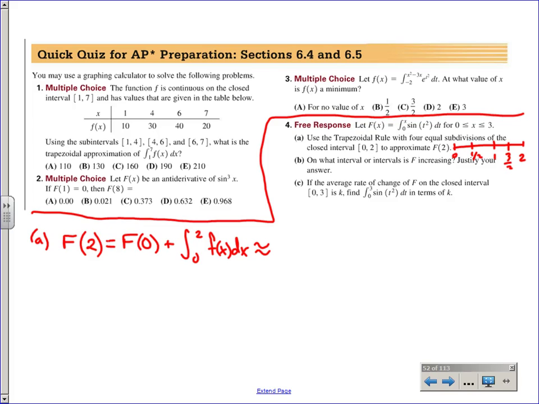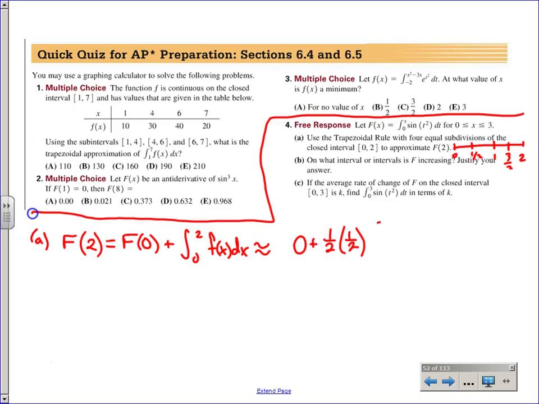So if f of 0 was anything... Wait, what is f of 0? Yeah, and what's 0 to 0? Okay, so we're lucky because it just happened to be 0. But if it was anything, if they gave us a point and we didn't incorporate that, we'd be in some trouble. So 0 plus 1/2 times 1/2. Here's our trapezoidal rule, approximating the area, hence approximating f of 2.